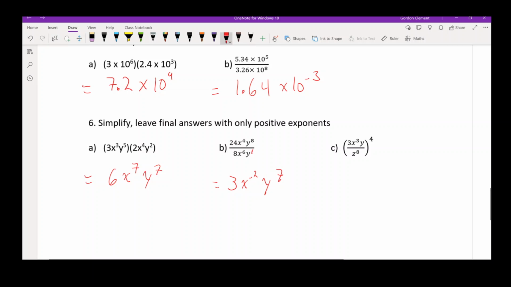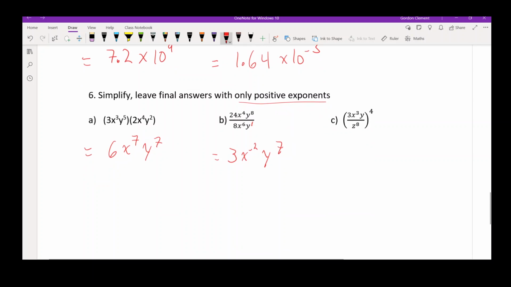It says leave final answers with only positive exponents. So remember, those negative exponents, what it meant is we're actually dividing by x squared instead of multiplying by x to the -2. So you just move those ones with the negative exponent into the denominator, and you make that exponent positive.